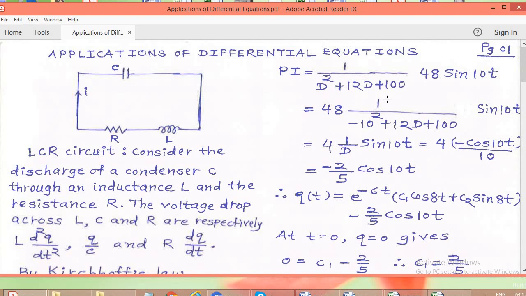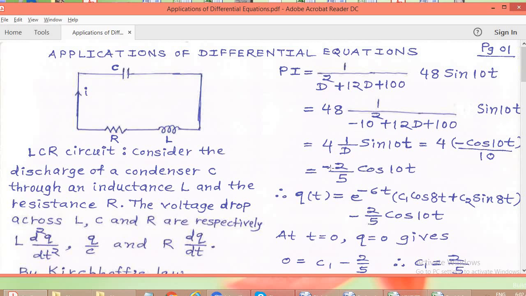The particular solution means q is equal to 1 upon D square plus 12D plus 100 operated on 48 sin 10t. Here D square is to be replaced by minus a square, where a is equal to 10. So 48 constant, 1 upon minus 10 square plus 12D plus 100 operated on sin 10t. So minus 100 plus 100 cancels.